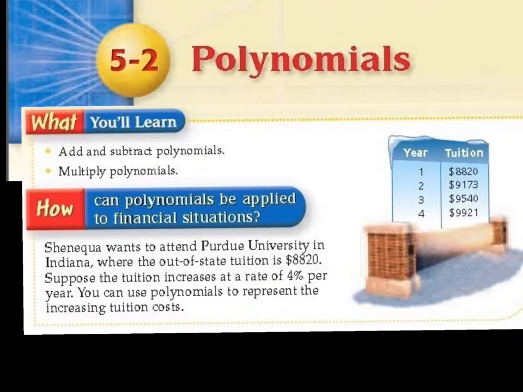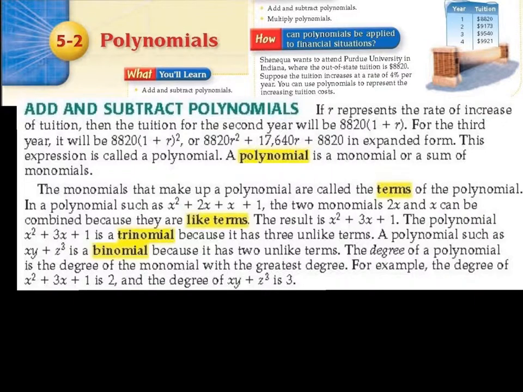Shaniqua wants to attend Purdue University in Indiana, where the out-of-state tuition at the publishing of this book was $8,820. Suppose the tuition increases at a rate of 4% per year. You can use polynomials to represent the increasing tuition costs. If r represents the rate of increase of tuition, then the tuition for the second year will be 8,820 times 1 plus r. For the third year, it'll be 8,820 times (1 plus r) squared, or 8,820r squared plus 17,640r plus 8,820 in expanded form.